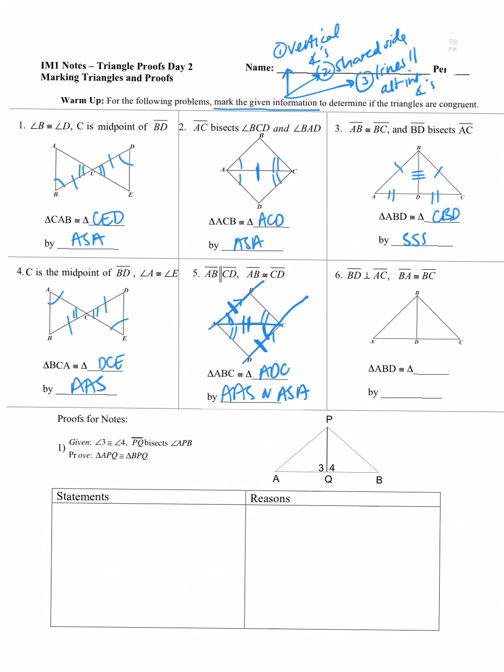BD is perpendicular to AC, meaning that they intersect at a 90 degree angle. AB is congruent to BC. And I have a shared side here. This is a special case. We've got hypotenuse leg here. So triangle ABD is congruent to triangle CBD by hypotenuse leg.